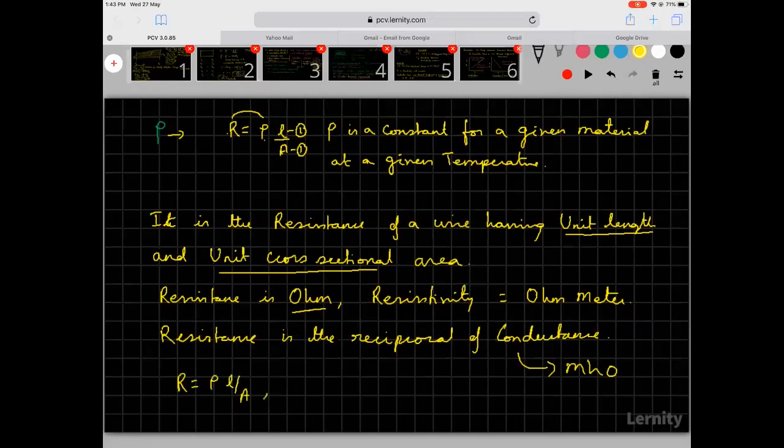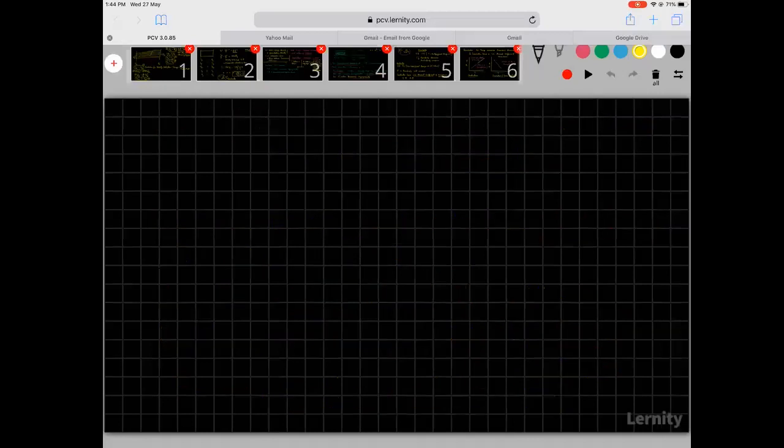Resistance is a scalar quantity. And like always, whenever we come across any new unit, we want to know what are its dimensions. So here is the question for you. What are the dimensions of resistance?